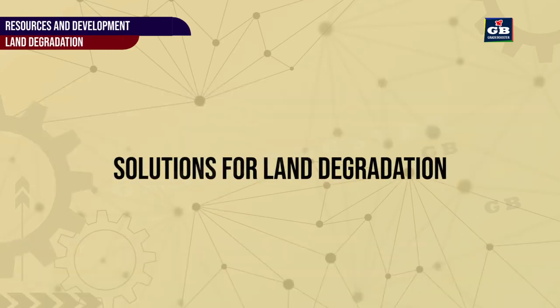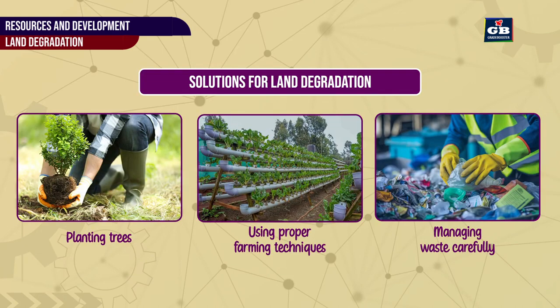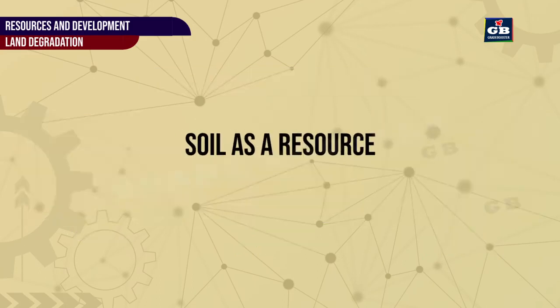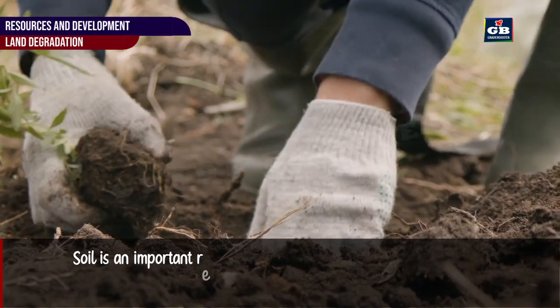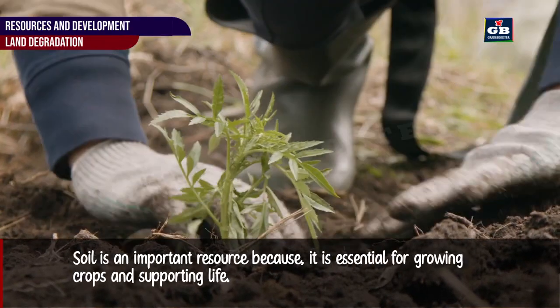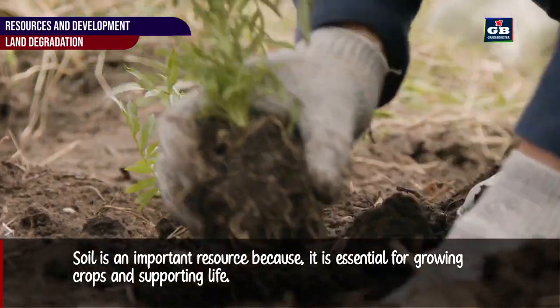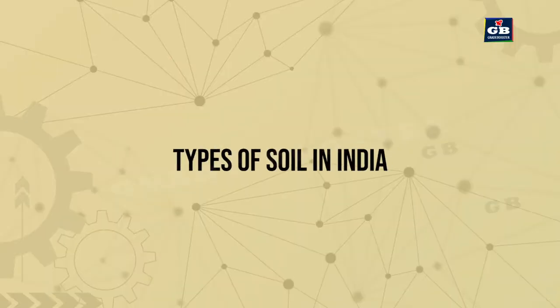Then what are the solutions for land degradation? Planting trees, using proper farming techniques, and managing waste carefully. With these solutions, land degradation can be prevented. Soil as a resource. Soil is an important resource because it is essential for growing crops and supporting life. Now let us see different types of soil in India.